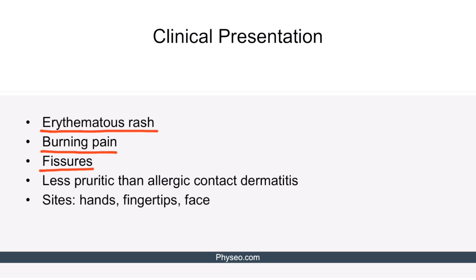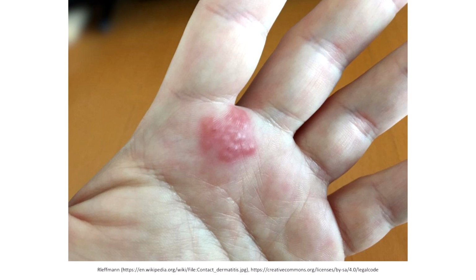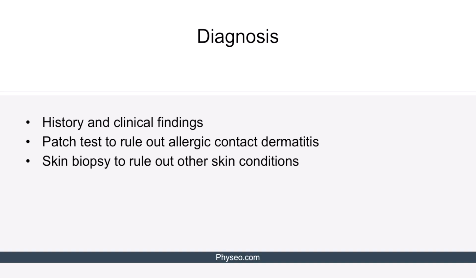Now, irritant contact dermatitis is less pruritic than the allergic kind, and the commonly involved sites are the hands, fingertips, and the face. Here's an example of irritant contact dermatitis caused by the application of a bandage over a wound. Now, this picture shows an erythematous scaly lesion. Here's another case of irritant contact dermatitis, showing localized erythematous rash over the palm that resulted due to contact with damp construction debris. The diagnosis of irritant contact dermatitis is primarily based on history and clinical findings.